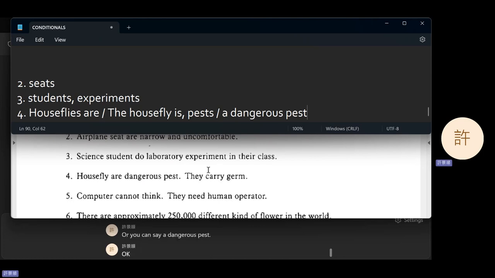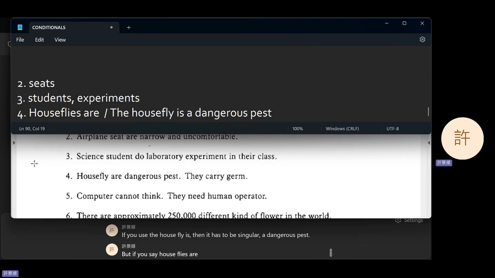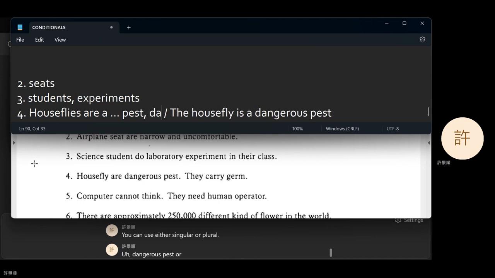Okay, hang on. Let me see how to explain this better. If you use "the housefly is," then it has to be singular, a dangerous pest. But if you say "houseflies are," then you can use both, either singular or plural: a dangerous pest or dangerous pests.